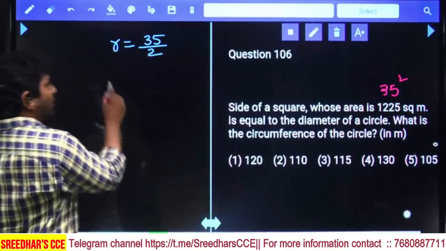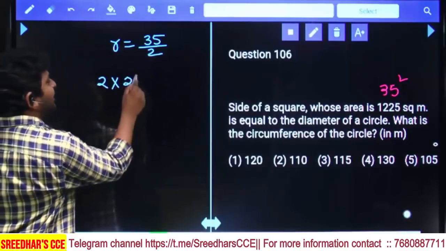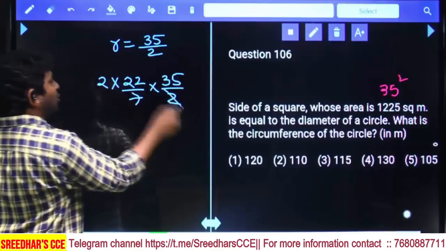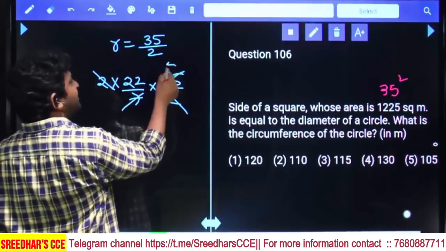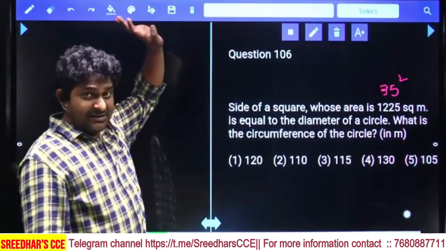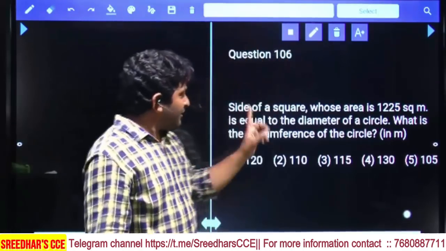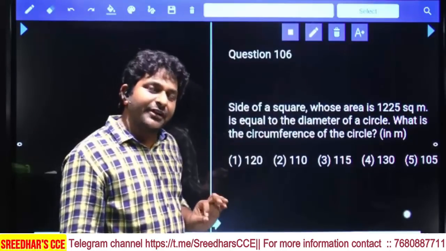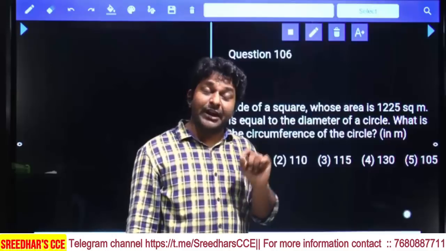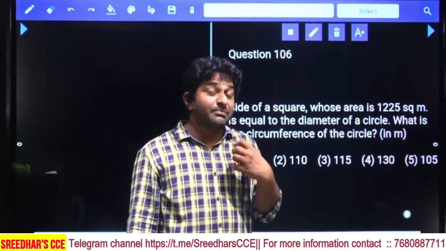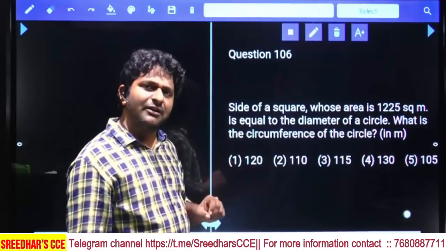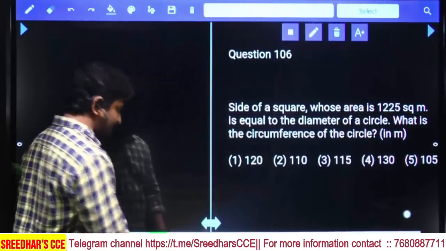But let me calculate. 2 pi r, 2 into 22 by 7 into radius, that is equal to 35 by 2. 2 gets cancelled. 7 5 times here. 22 5 times, that is 110. Second option answer. This is by using simplification. Otherwise, whenever you are asked to calculate circumference in the sense pi is involved, so many times we discussed, whenever pi is involved, answer should be which multiple? 11 multiple. How many 11 multiples are there? There is only one 11 multiple. Second option 110, final answer.